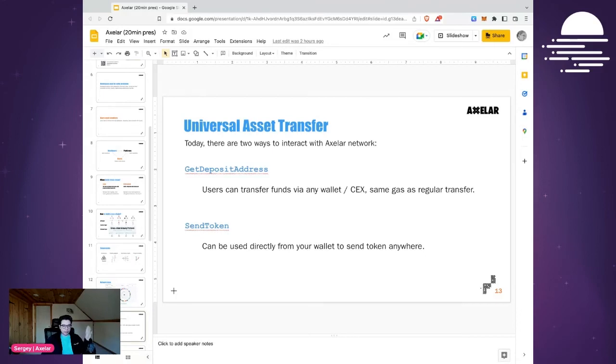And in a similar way, you can use a function like send token to send your tokens through the gateway from one wallet to another, and that actually can be called from MetaMask. So you have different APIs and different access points you can interact with.